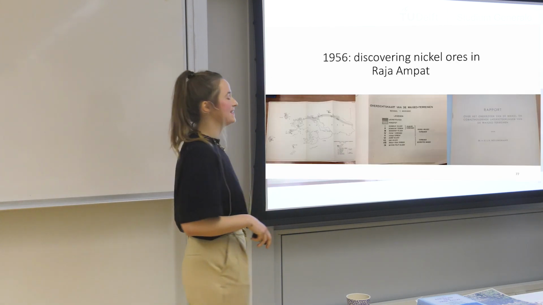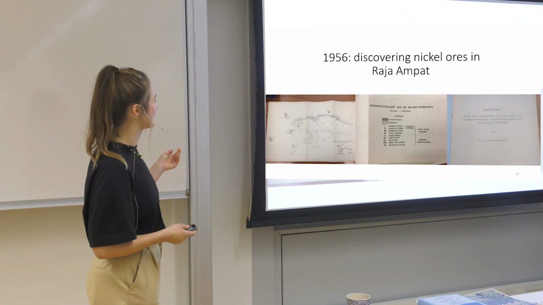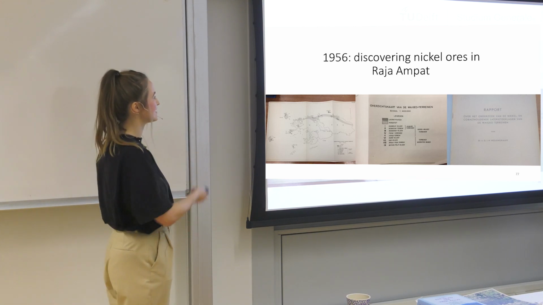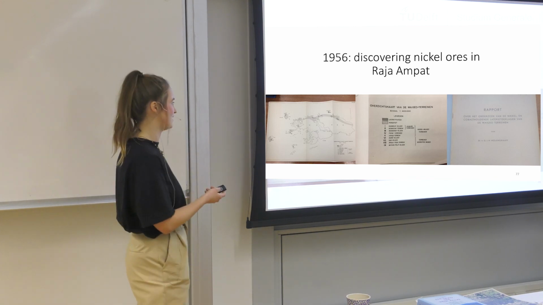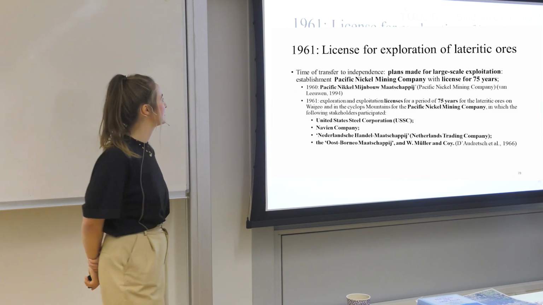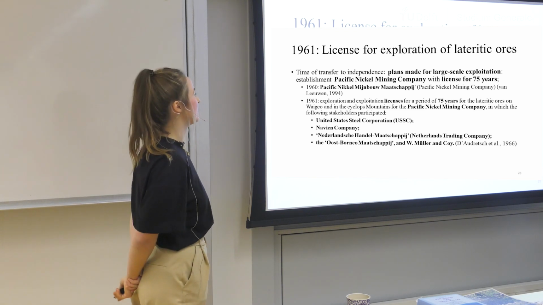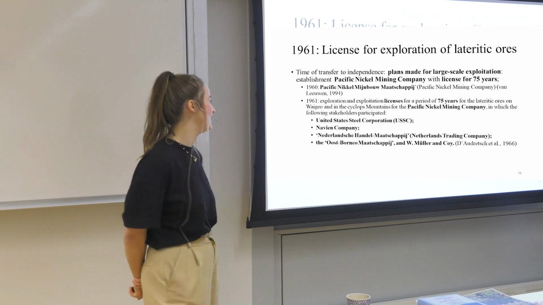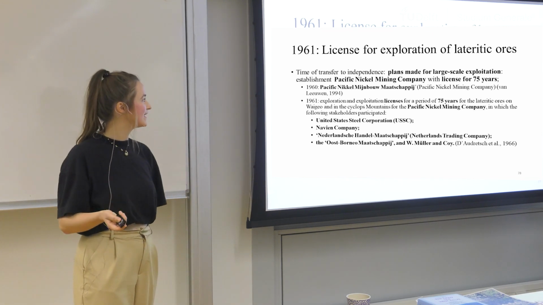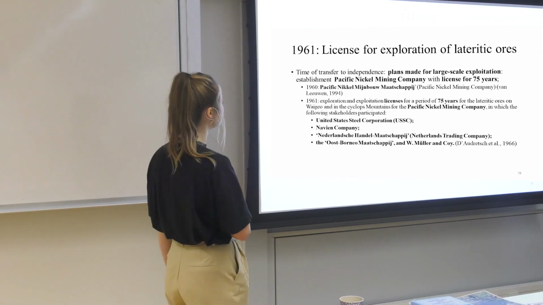And so I dived into the historical archives of the TU Delft, where I found a report where Dutch geologists discovered nickel ores in 1956 in the Raja Ampat. And I also read a book where I saw that during the time of transfer in 1961, plans were made for large-scale exploitation for nickel mining. So the Dutch government established the Pacific Nickel Mining Company and gave a license to operate for 75 years.